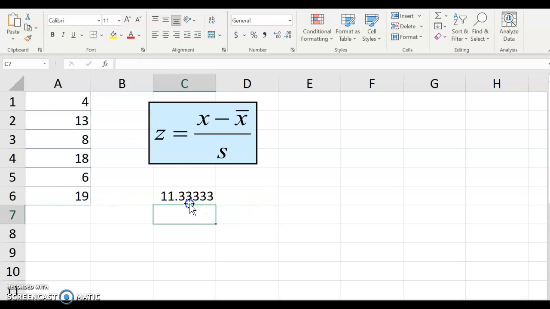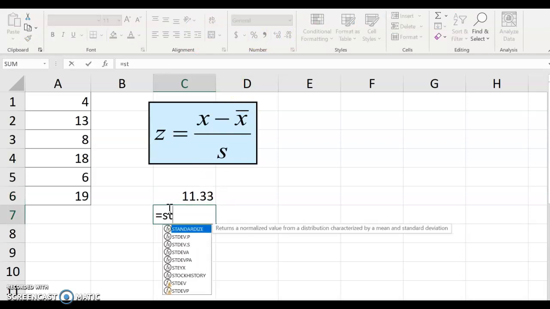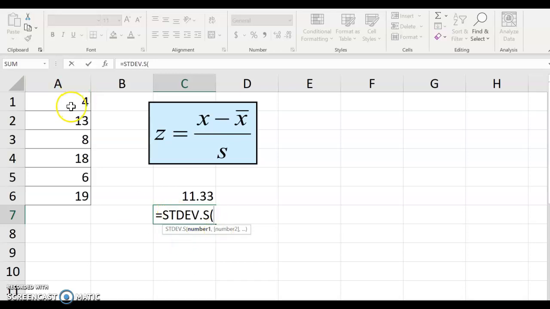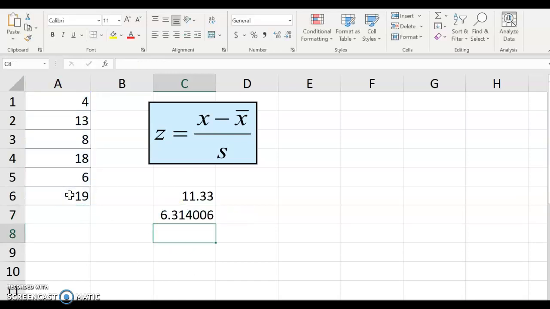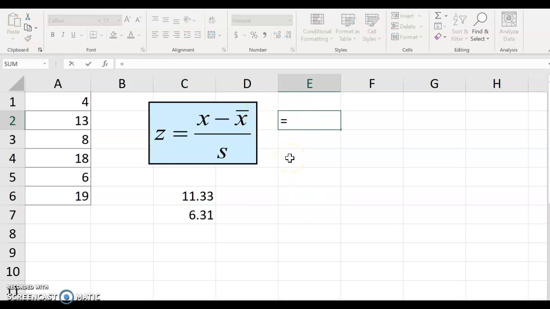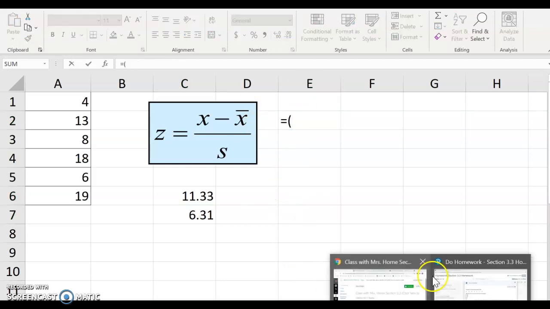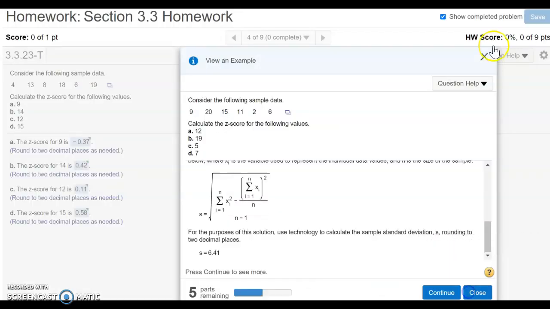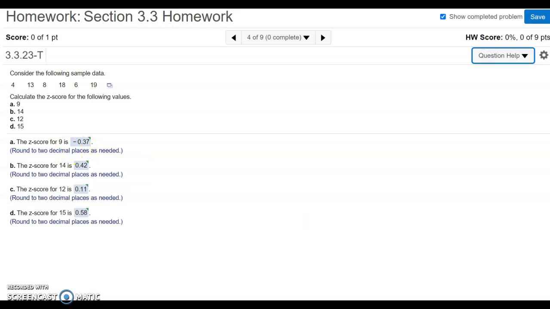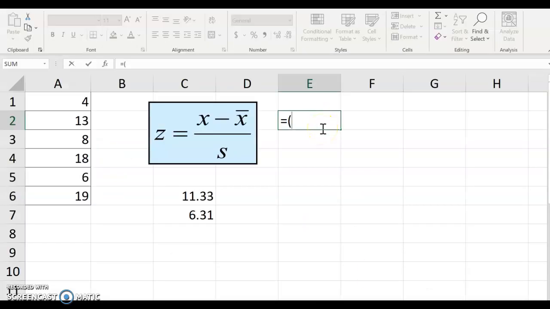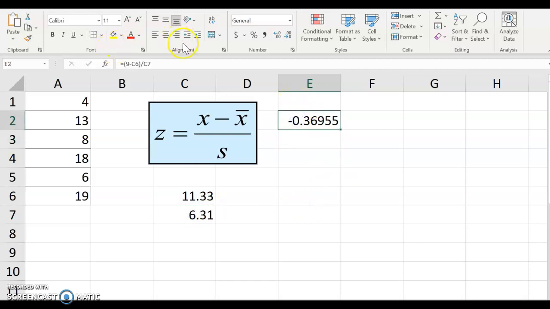And we're going to round to 2. And then let's calculate the standard deviation. We want the one with s because this is a sample. Okay, and then we're going to round to 2. And then we're going to plug it into our formula up here. We want x. Here the first x is going to be 9. So we're going to plug in 9 minus our mean divided by our standard deviation.